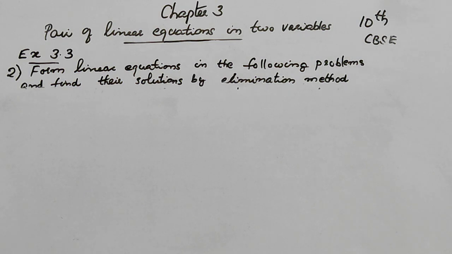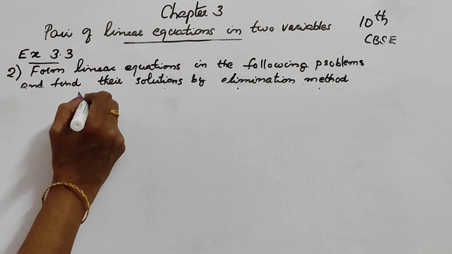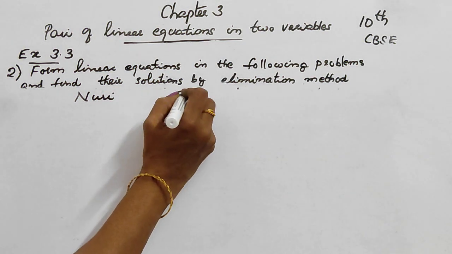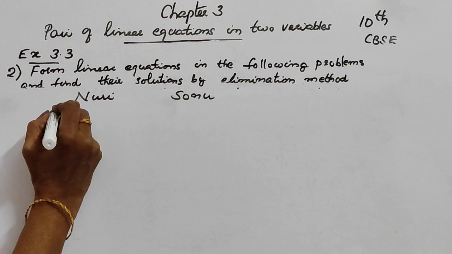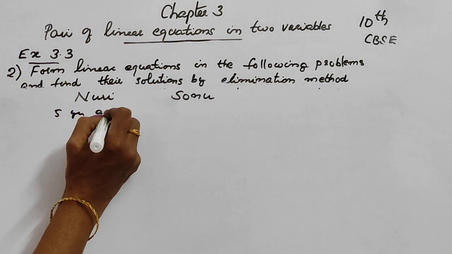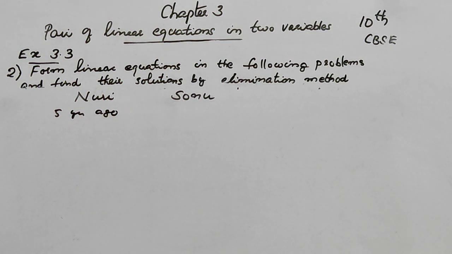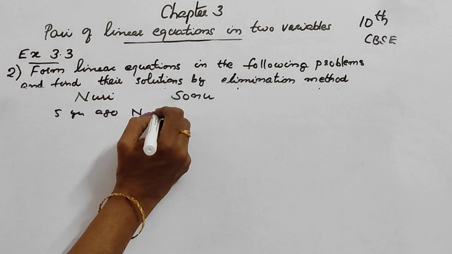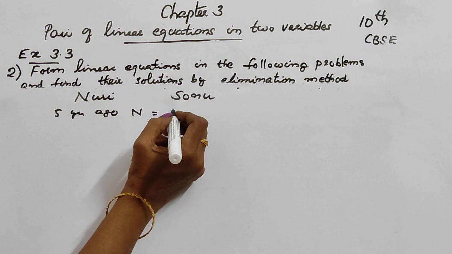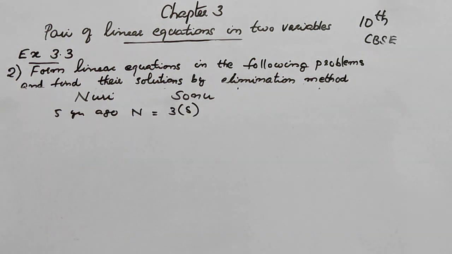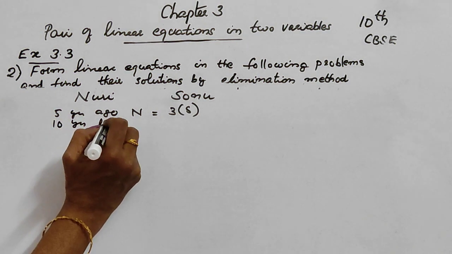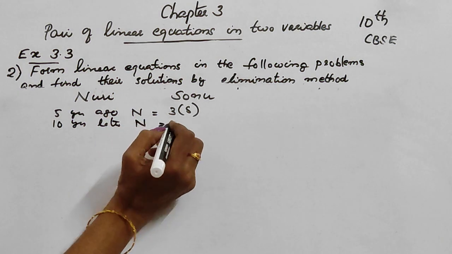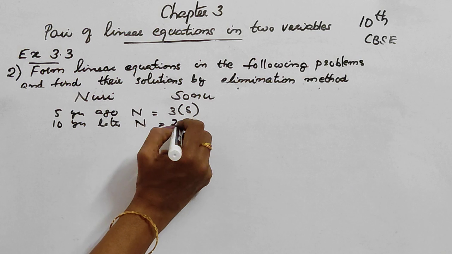5 years ago, Nouri was thrice as old as Sonu. Here we have Nouri and Sonu. 5 years ago, Nouri's age is equal to 3 times the age of Sonu. 10 years later, after 10 years, Nouri's age is equal to twice as Sonu, 2 times Sonu.